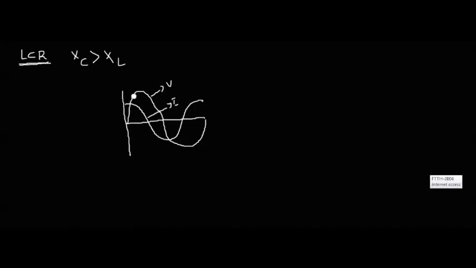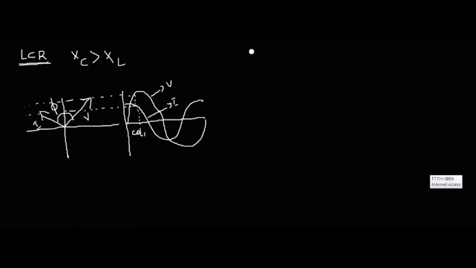I need to draw the phasor diagram at a particular instant, so I am taking an instant omega t1 here. How will the phasor diagram look? This will be the current value and this will be the voltage value, and in a capacitive circuit the current leads the voltage. So this is the voltage, this is the current, and in an LCR circuit the angle is not pi by 2 but a particular angle phi.